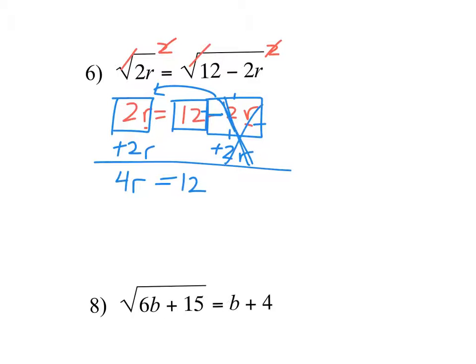Okay, this guy cancels completely. 2 plus 2 is 4. 12 just drops down. Last step would be to divide by 4, and r equals 3.